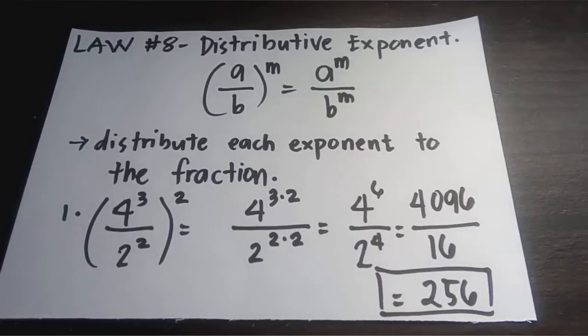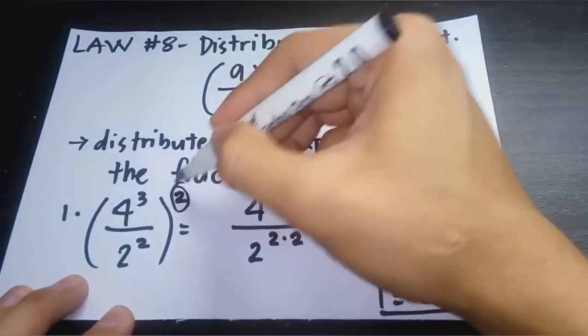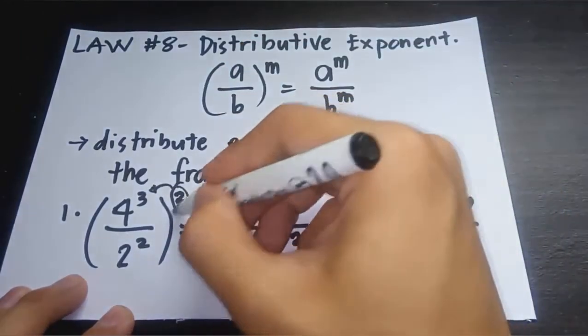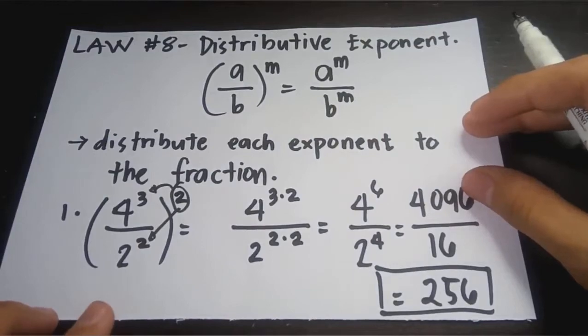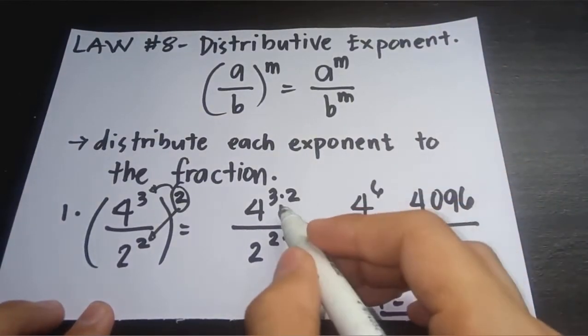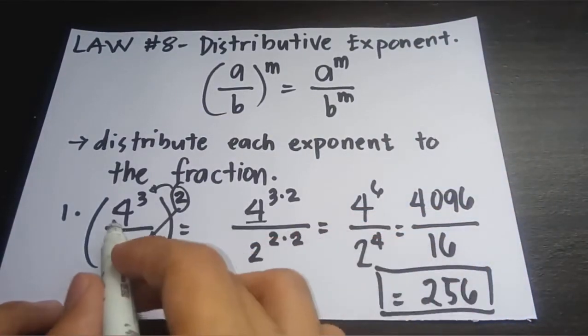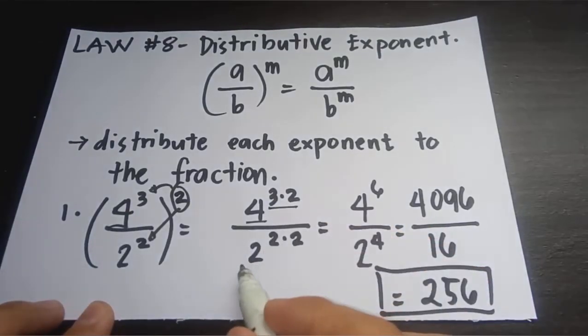Let us proceed to law number 8, distributive exponent. Napapansin po ninyo, distribute each exponent to the fraction. Bawat exponent, sa exponent lang naman po siya dinidistribute. So, example, 4 cubed over 2 squared, all raised to the second power. So, ang mangyayari, distribute mo yung 2 dito, and then yung 2 din dito. So, ganyan po ang distributive method, or distributive exponent. Siyempre, kokopyahin mo yung base dito, and then multiply them.